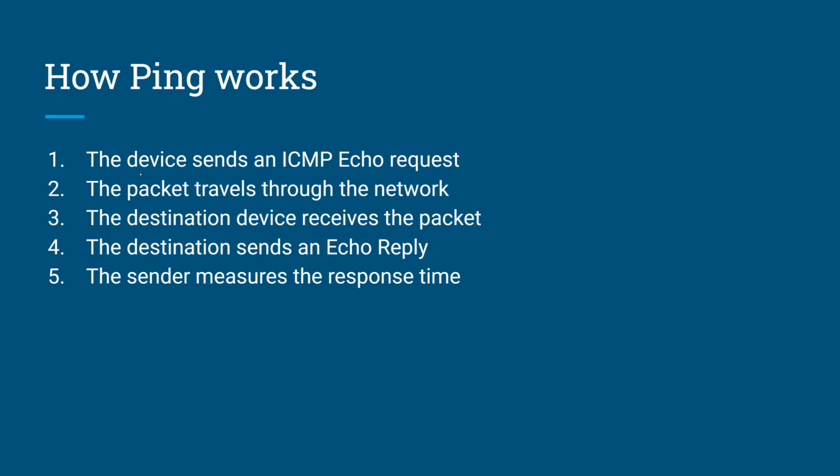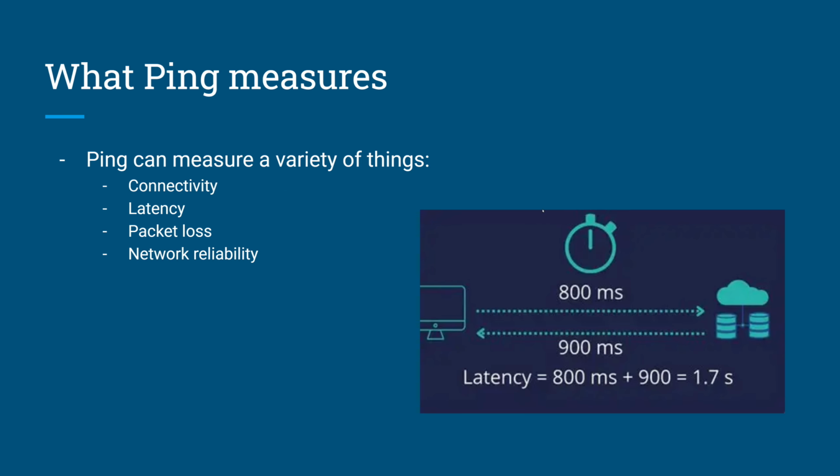So you have a client that wants to test if they have connectivity to a server, so they send out an ICMP echo request. If the network connectivity is good, clear, concrete, it's there, then the destination device will send that packet back. It's very basic of how ping works. There's a few things that it measures. The main thing is connectivity. Can you connect to that other host?